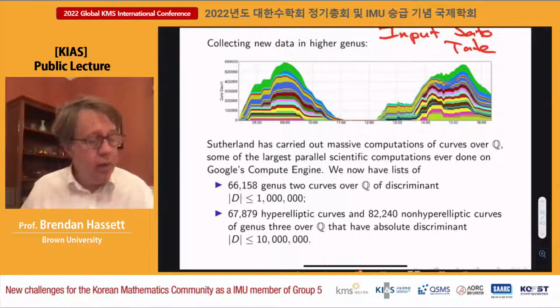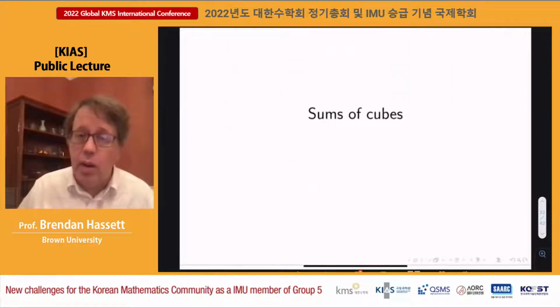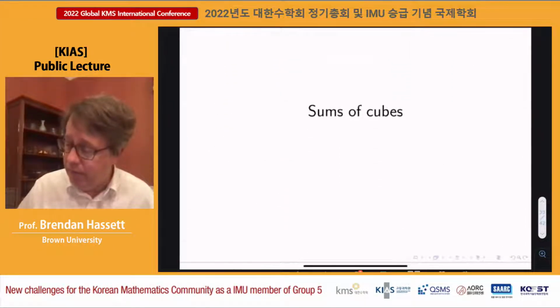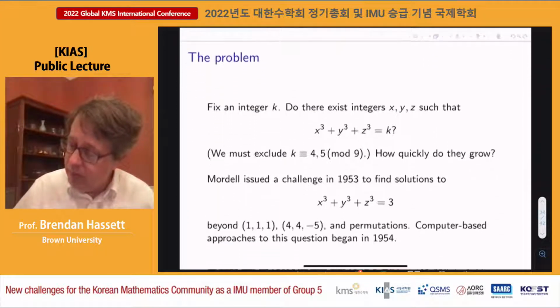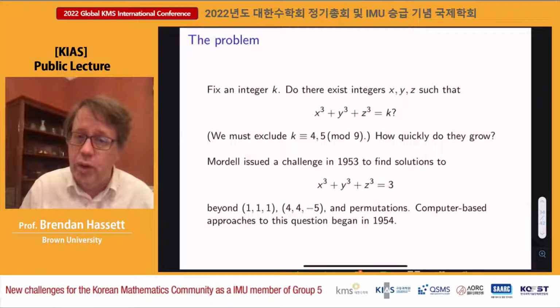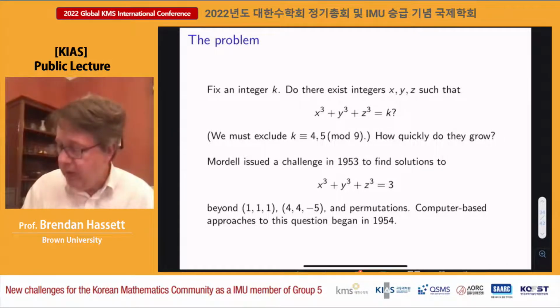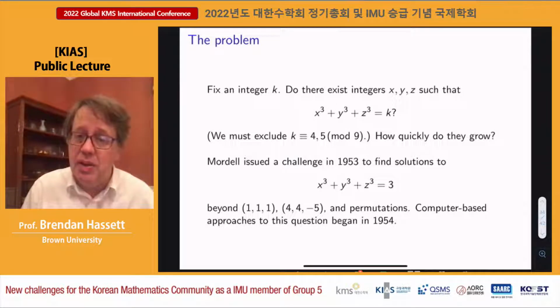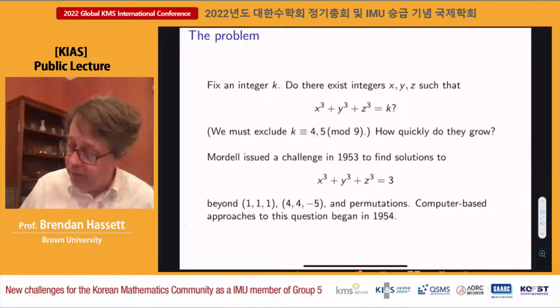So I am running low on time. And so I'm just going to show you one last theorem that uses massive data: which integers can be expressed as a sum of 3 cubes. Obviously, 3 can be expressed as a sum of 3 cubes, 1, 1, 1, or 4, 4, minus 5, but is there another possibility?